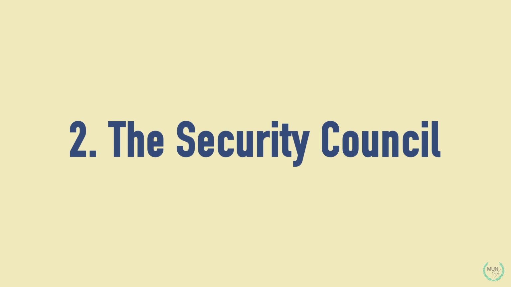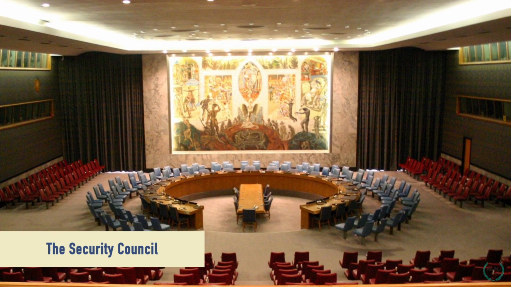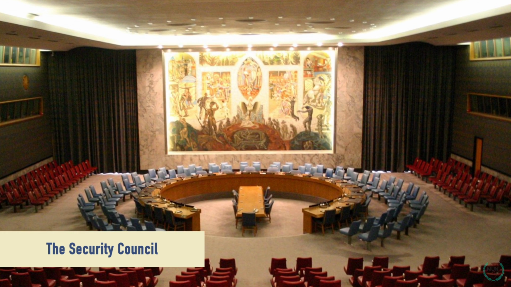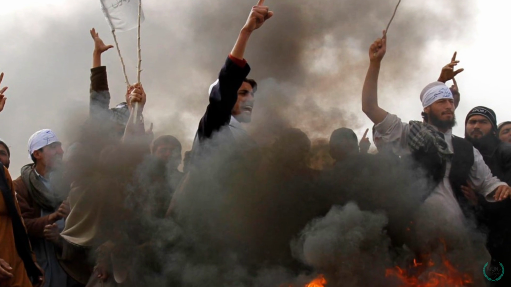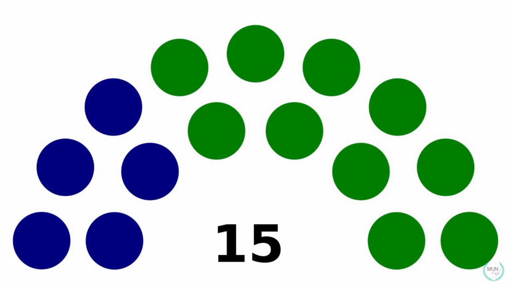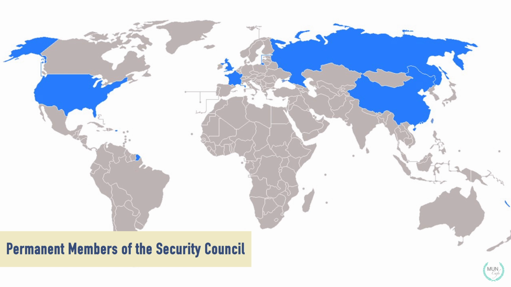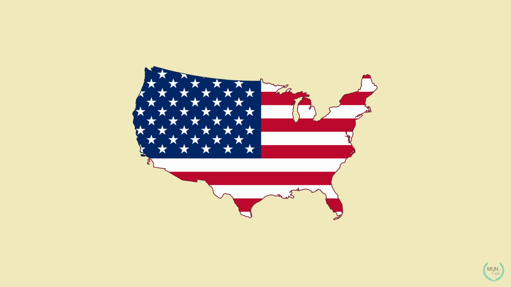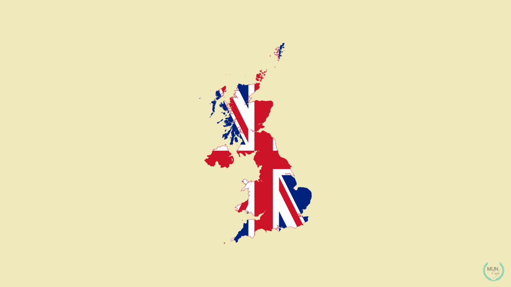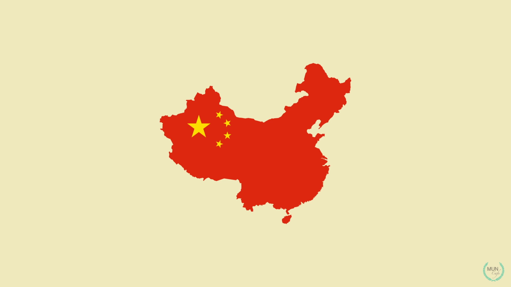The Security Council deals with the highest matters of international security. It attempts to resolve international conflicts, combat global terrorism, and prevent atrocities like genocide. Unlike the General Assembly, the Security Council has only 15 members. Of these, 5 countries are permanent members, which means that they are always on the Council, while the other 10 are non-permanent members and have a membership of only 2 years. The 5 permanent members are the United States, the United Kingdom, France, Russia, and China.